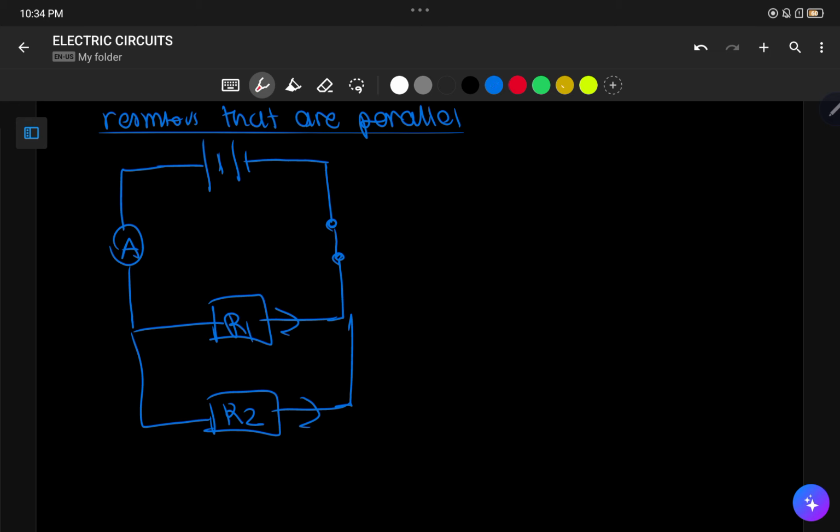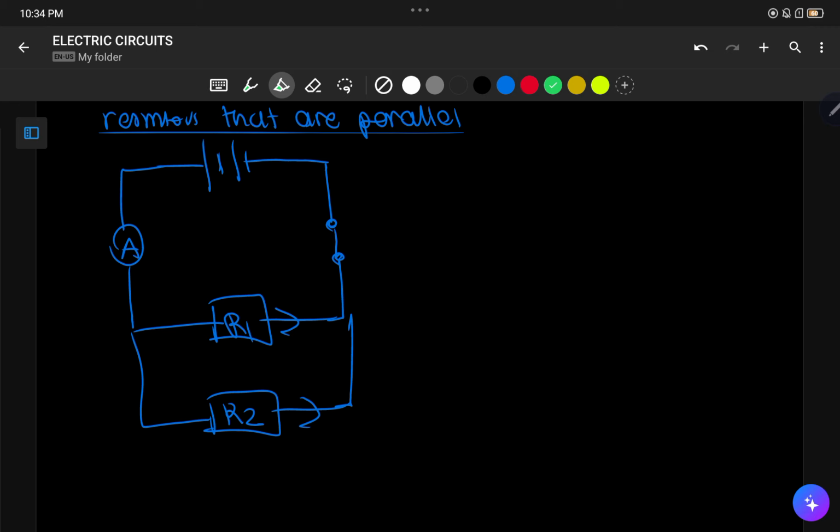So, in the aspect of them being parallel to one another, that means the resistors are not using the same pathway, as compared to resistors that are in series. They are flowing through the same pathway. But in terms of resistors that are parallel to one another, they are not using the same pathway. So what am I referring to when I say that they are not using the same pathway? Let's make use of an illustration.